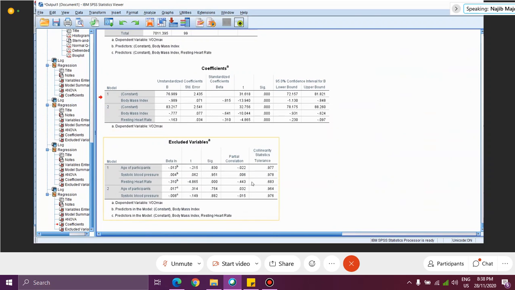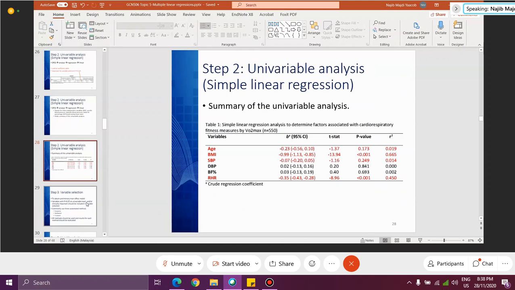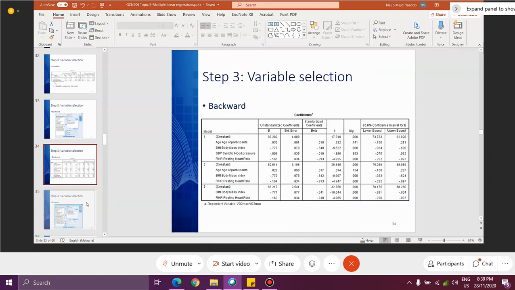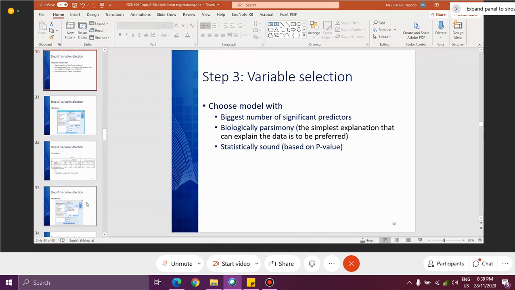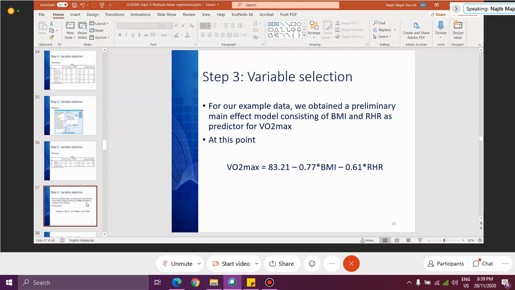Sometimes when you do modeling using automatic methods, the number of variables retained at the end of the analysis is different using different methods, right? So you need to evaluate which method retains the most number of variables, all variables significant, and can be easily explained, right? Here you perform stepwise, backward, and also forward.